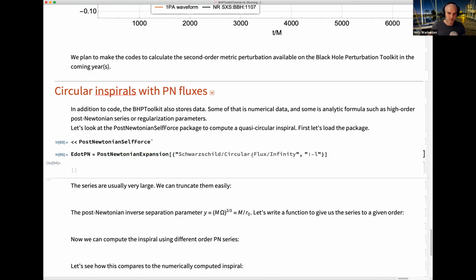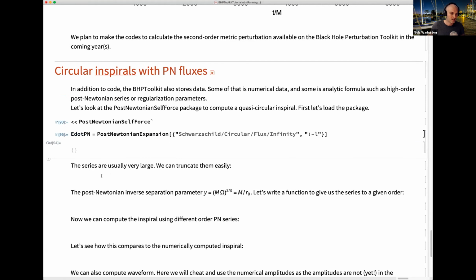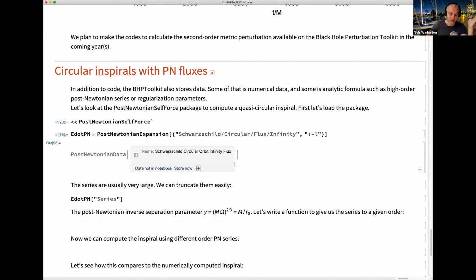It actually seems remarkably dependent on your version of Mathematica. Sometimes it loads instantaneously. Some versions seem to take 10 seconds to load, and we're not really sure what the difference is, but it shouldn't take too long. Once it's done, we will get access to a PN series. Just give that a second. There we go. Okay, that took a little bit longer than I expected.